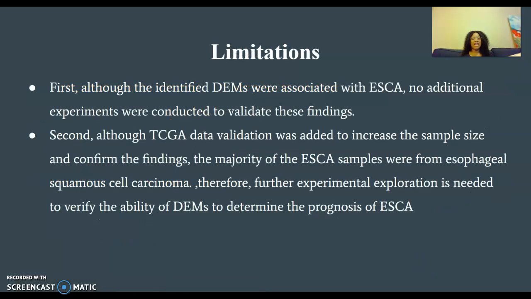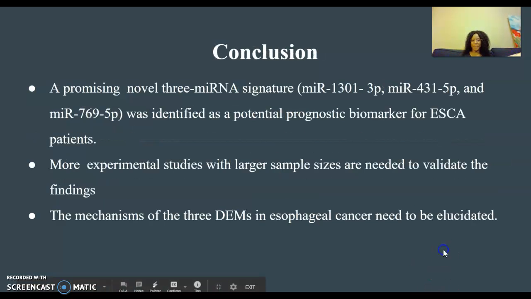Limitations of the research. First, although the identified DEMs were associated with ESCA, no additional experiments were conducted to validate those findings. Second, although TCGA data validation was added to increase the sample size and confirm the findings, the majority of the ESCA samples were from esophageal squamous cell carcinoma. Therefore, further experimental exploration is needed to verify the ability of DEMs to determine the prognosis of ESCA.